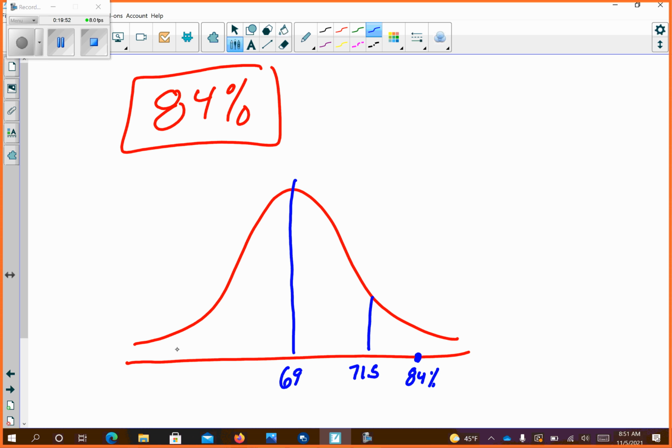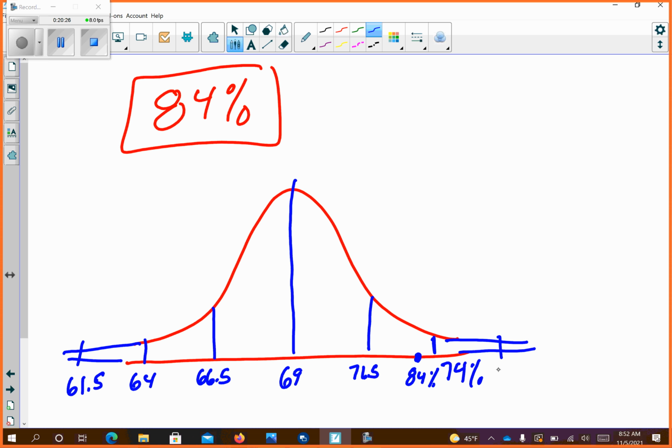Okay. Hang on. So you've got a calculator? What's 69 minus 2.5? 66.5. Then subtract 2.5 again: 64. And then 61.5. And then let's go the other way. 71.5 plus 2.5 would be 74. And then adding 2.5 again, 76.5, and then 79.